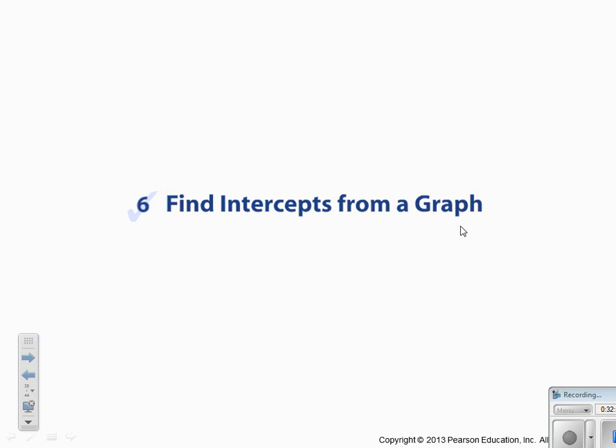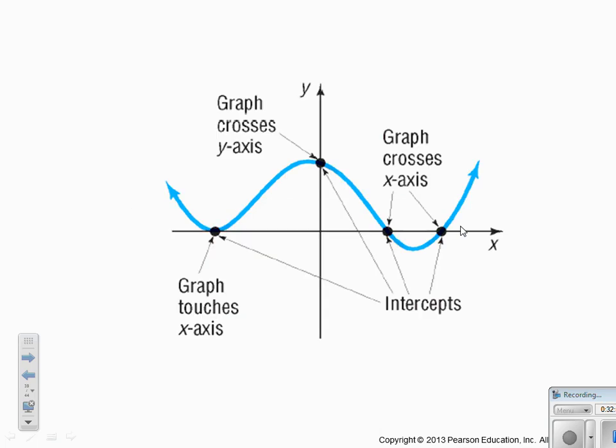Finding intercepts from a graph. When I ask you to find the intercepts, it's going to be a coordinate. So make sure you put parentheses, the x value, a comma, and the y value. When you type it into your quiz, do not put spaces. All the quizzes I give you do not have space in between the answers that you're submitting.